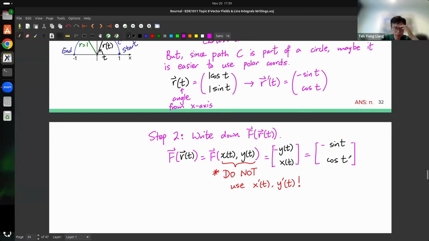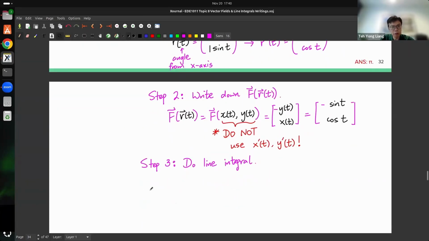Just sub in, can already. Then the last step is to do the integration. Step 3, do the line integral. So integrate over curve C. Let me write the general form first.